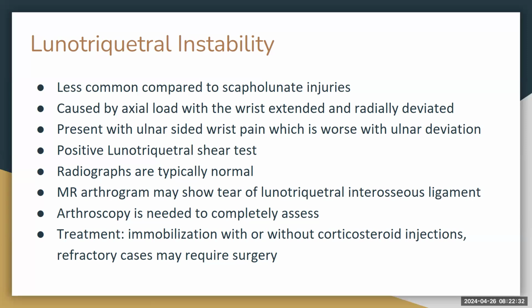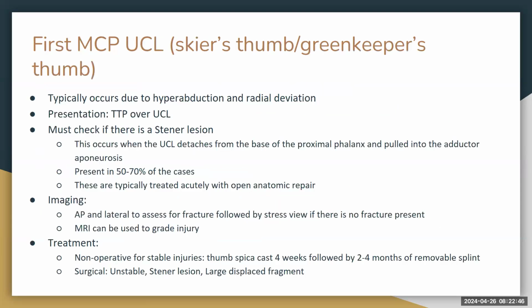An MR arthrogram might show this, but the arthroscopy is the gold standard for this and might be needed in these particular patients. Again, you can do immobilization with or without steroids, but these might need surgery if they're refractory.